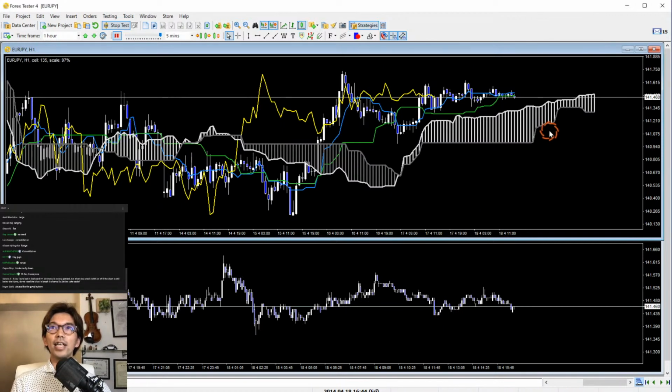So yeah, right now this is still range, right? Kijun Sen flat, Senko Span A looks to be uptrend technically, but Senko Span B flat, Kijun Sen flat, so it's range. So we don't look at the 5 now. Alright, so let's move on a little bit more.